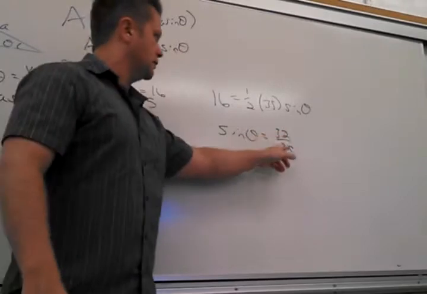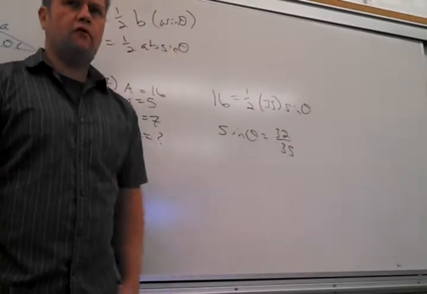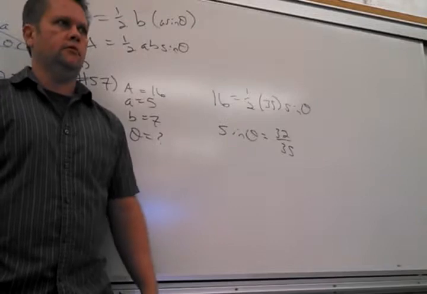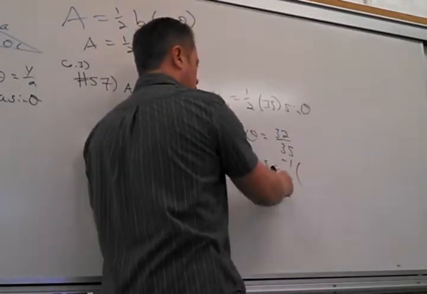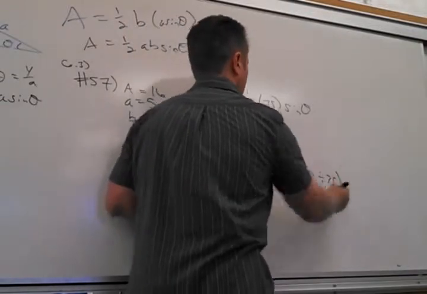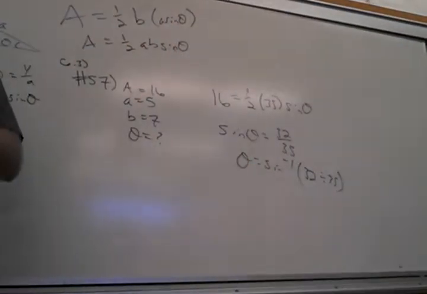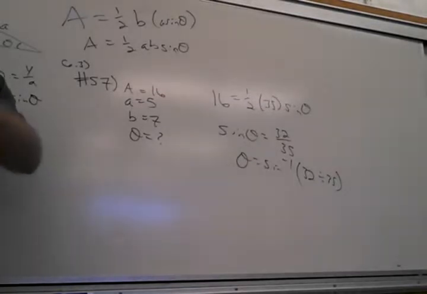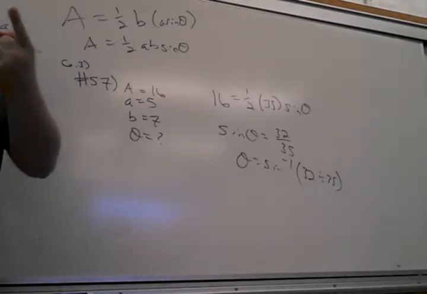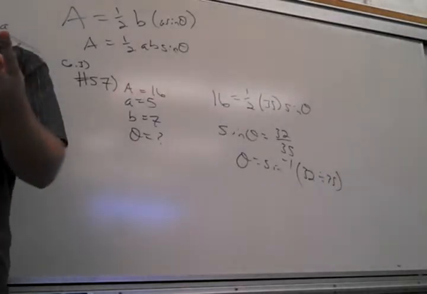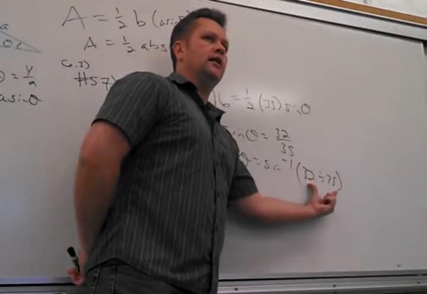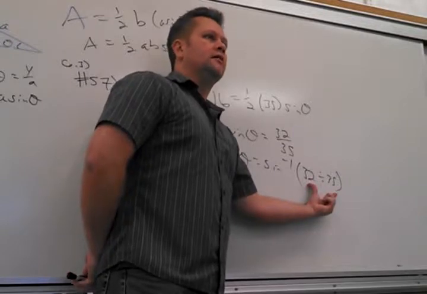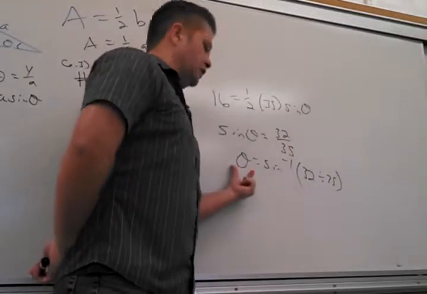Don't make this a decimal because you're rounding too early. You never round until the end of a problem. Ever. So here theta is the inverse sine of 32 divided by 35 in your calculator. Depending on what mode you're in, it'll give you radians or degrees. That's really close to 1, and sine is 1 at pi over 2, at 90 degrees. So I'm thinking this should come out close to 90.